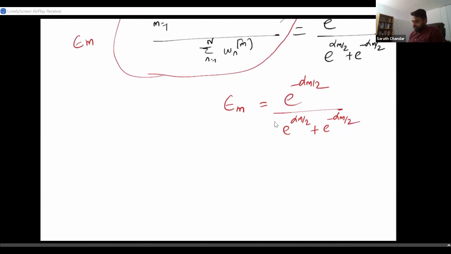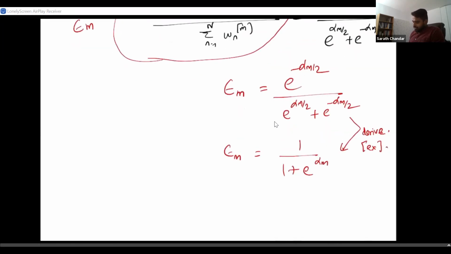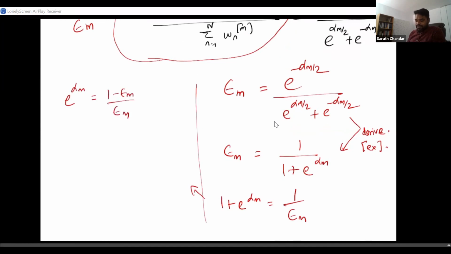Now I can actually simplify this whole term. Epsilon m becomes 1 by 1 plus e power alpha m. The derivation is a small exercise. Now 1 plus e power alpha m is equal to 1 over epsilon m. I'm just going to continue the derivation here. So e power alpha m is equal to 1 minus epsilon m by epsilon m, right? So alpha m is equivalent to ln of 1 minus epsilon m by epsilon m.